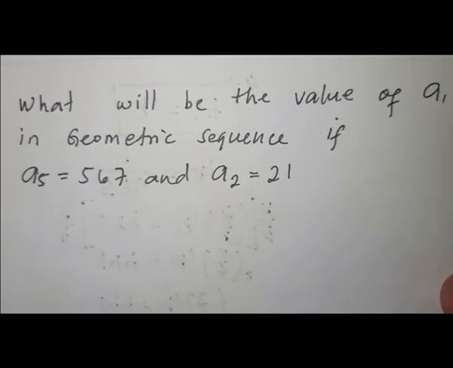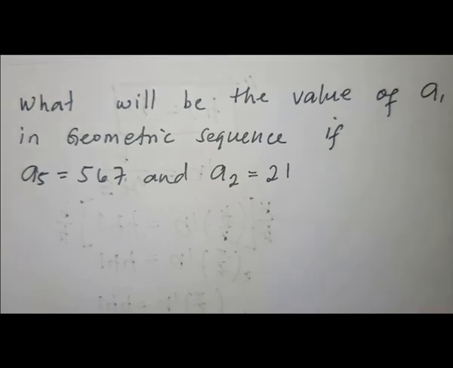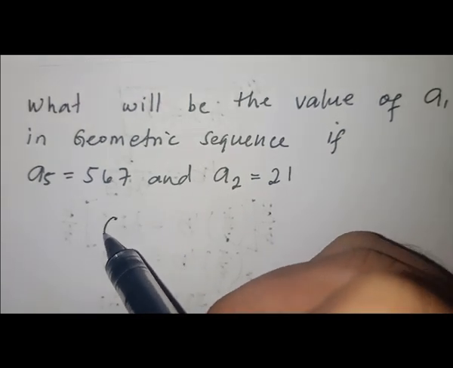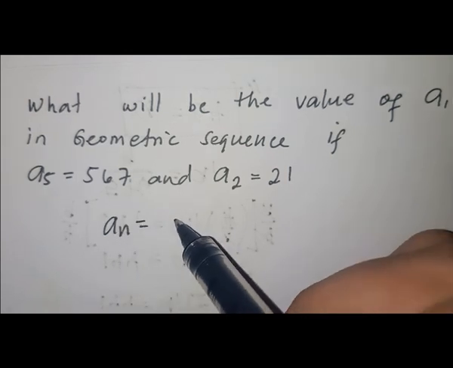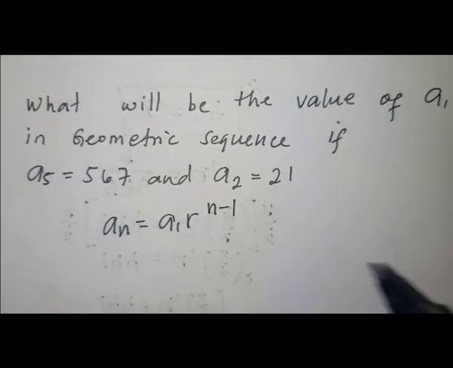Okay, so, last example tayo. So, what will be the value of A sub 1 in geometric sequence if A sub 5 is 567 and A sub 2 is 21? Okay, so try ulit natin. Let us try to write first the formula. A sub n is equal to A sub 1 times r raised to n minus 1.